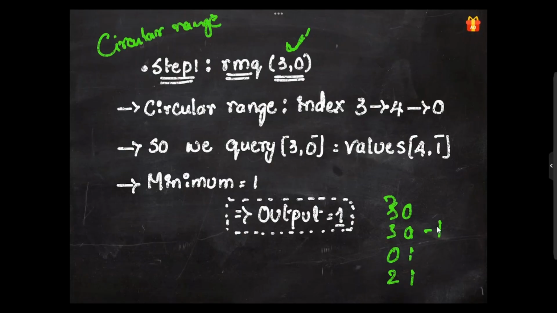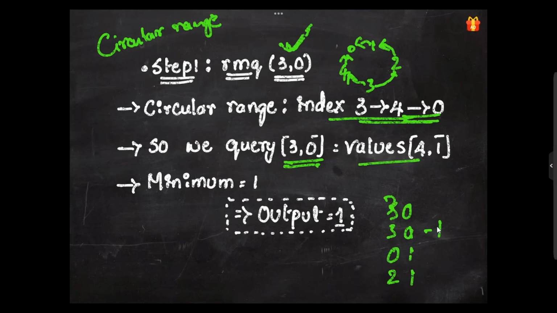To go to 0, if we go from the left side, it is 3 2 1 0. So this is the nearest path. Or we can go 3 4 0 circularly, which will be 1 2 3 4 0. The query we have been given is 0. So either we go from here to here, or we can go 3 4 0. We will be considering the nearest one. Circular range will be indices 3 4 0. So we query 3 comma 0, and these values are 4 comma 1.